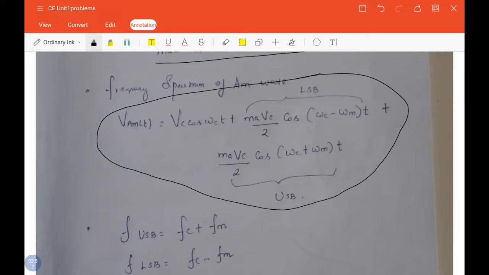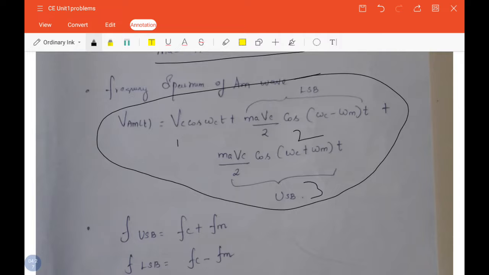In this spectrum you can find three components. The first term, Vc cos omega c t, represents the carrier. The second term, Ma Vc by 2 cos (omega c minus omega m) t, represents the lower sideband, LSB. The third component represents the upper sideband, USB. So remember this equation. This is the frequency spectrum representation of the AM wave.